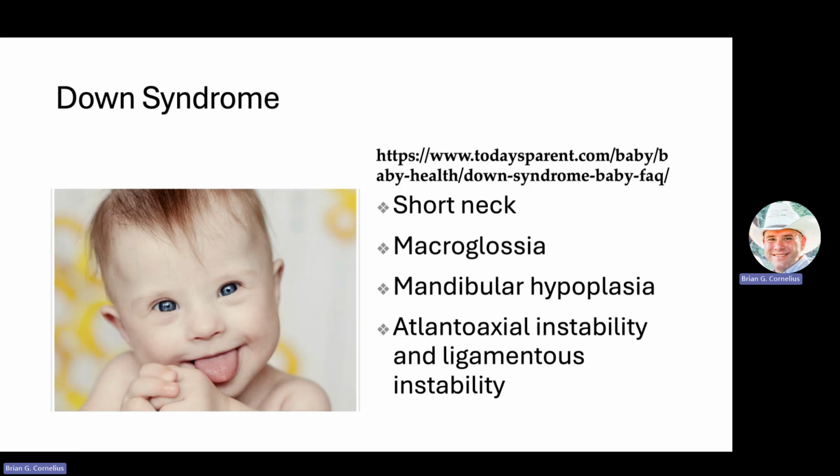So this is an example of a classic patient with Downs: short neck, microglossia, and then mandibular hypoplasia. This bottom one, though, is the one that really troubles us with patients with Downs, and it's also one that is most commonly picked up on boards. They're at increased risk of AI instability and ligamentous instability, so you have to be very cautious while you're instrumenting their airway.